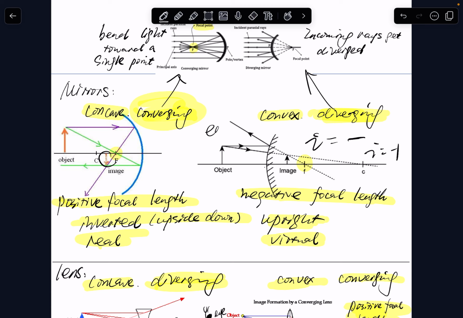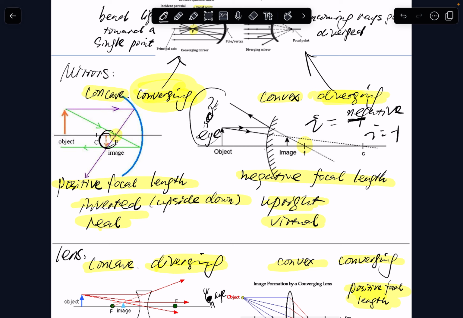In this case, let me draw an eye. Your eye is really on this side, right? You're looking at the mirror, and then you see the image in the back, on the other side of the mirror. So your eye is here, and this image is formed on the opposite side from your eye. So in this case, we say this is negative, okay? And in this case, you see the image is formed on the same side as your eye. Your eye is here, so this i is positive, right?